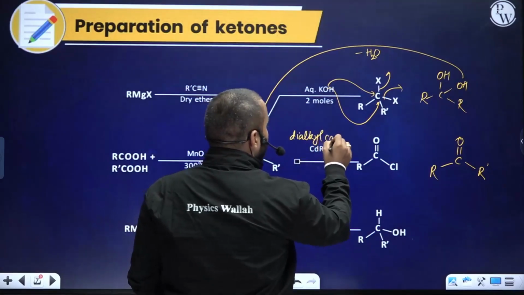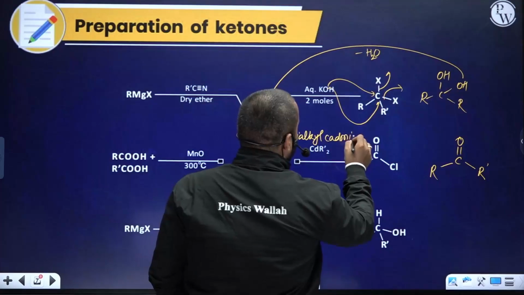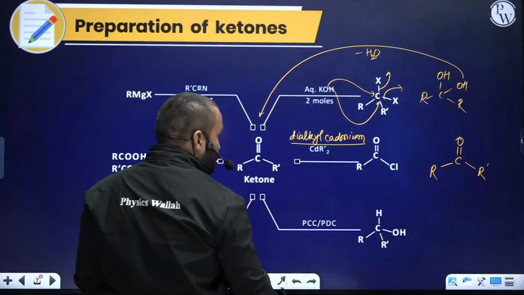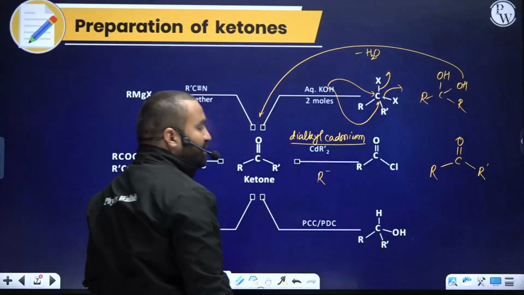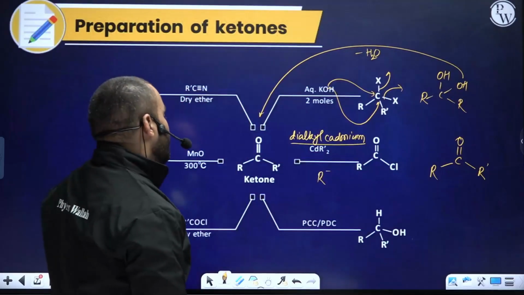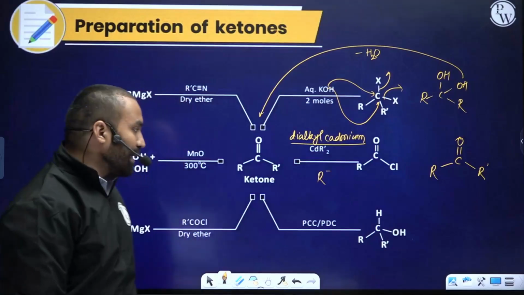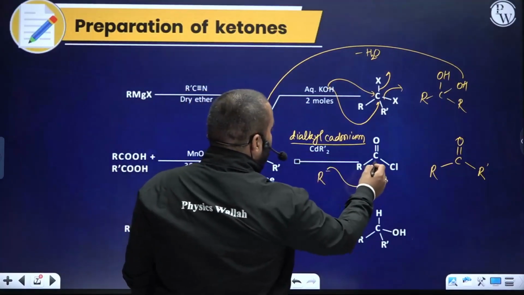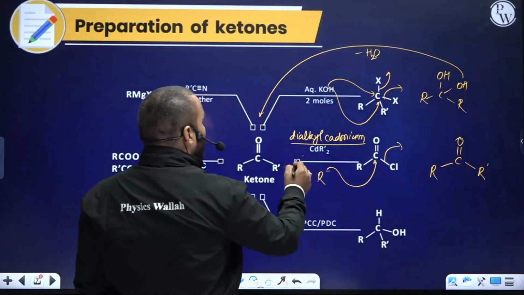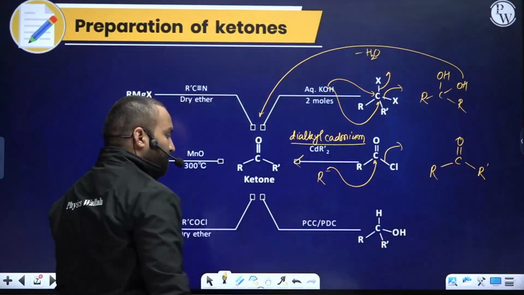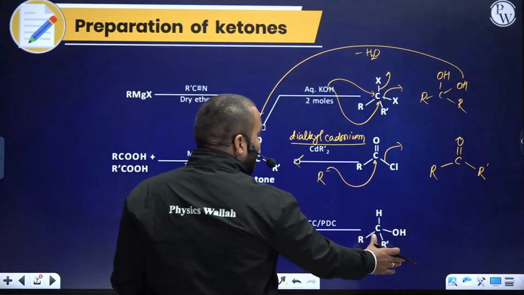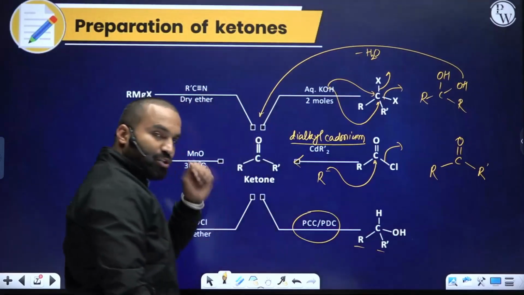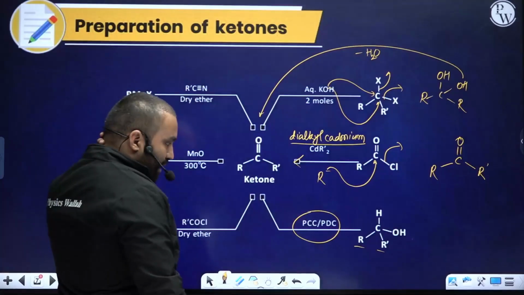Next, dialkyl cadmium. These are dialkyl cadmium compounds. These are organometallic compounds. A strong source of R minus. These are very extreme, or you can say they are an excellent source of R minus, alkyl minus. Now R minus comes in. What is it going to do? They will attack on this center. Chlorine will be kicked out and you will obtain this compound. That's your ketone. Again, you can start from an alcohol using PCC and PDC. There are already 2 groups present. So the final compound obtained would be a ketone.